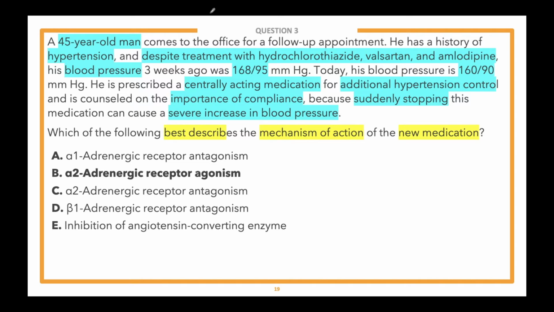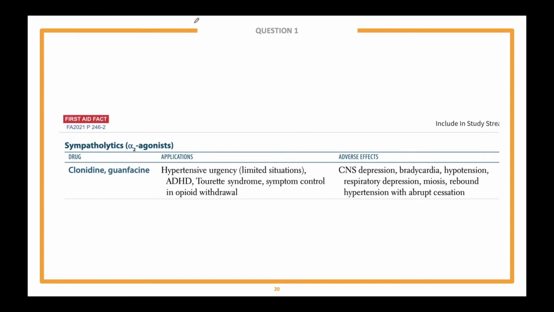Clonidine is a presynaptic alpha-2 adrenergic receptor agonist, okay? It is a centrally acting antihypertensive medication. The way it works is it decreases sympathetic outflow from the central nervous system, okay? So you get a little bit of decrease in vascular resistance, a little bit of decrease in blood pressure, okay? So let's take a look at the next slide, and this is a table from First Aid talking about some of those sympatholytics. Clonidine is an alpha-2 agonist, okay?